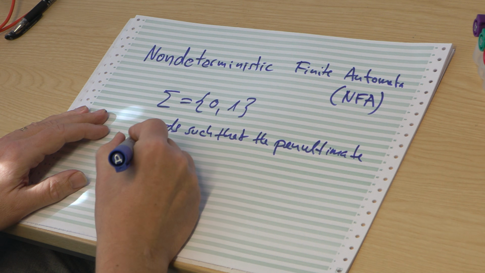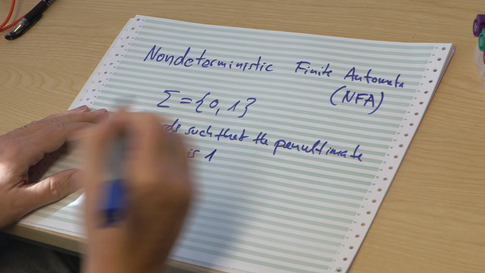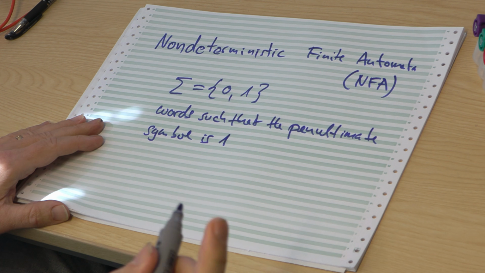So in this example, we're looking at a language of words over some alphabet. The alphabet this time is 0, 1. So we're looking at sequences of 0, 1. And the language I'm going to describe is such that the penultimate symbol of the string is 1. Okay, let's play the game.